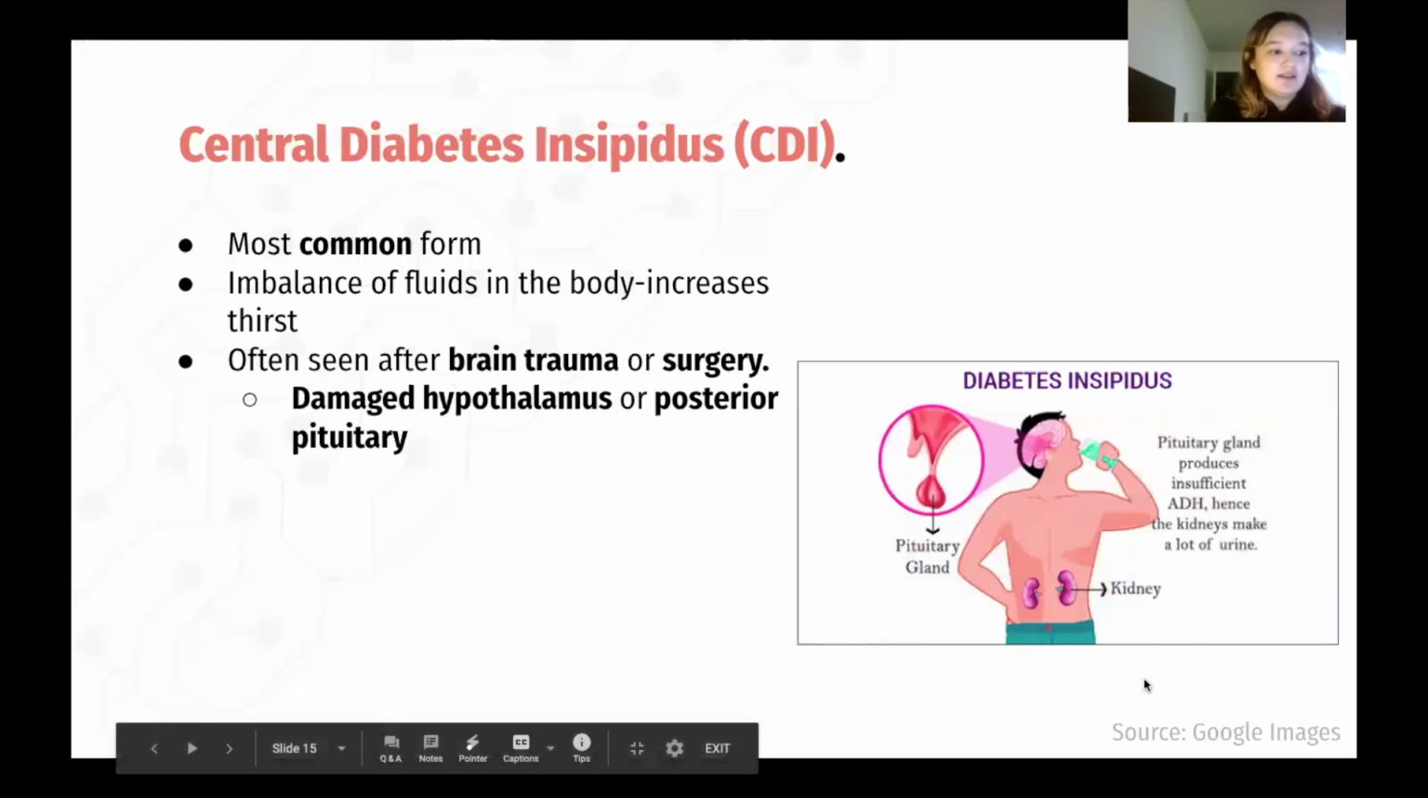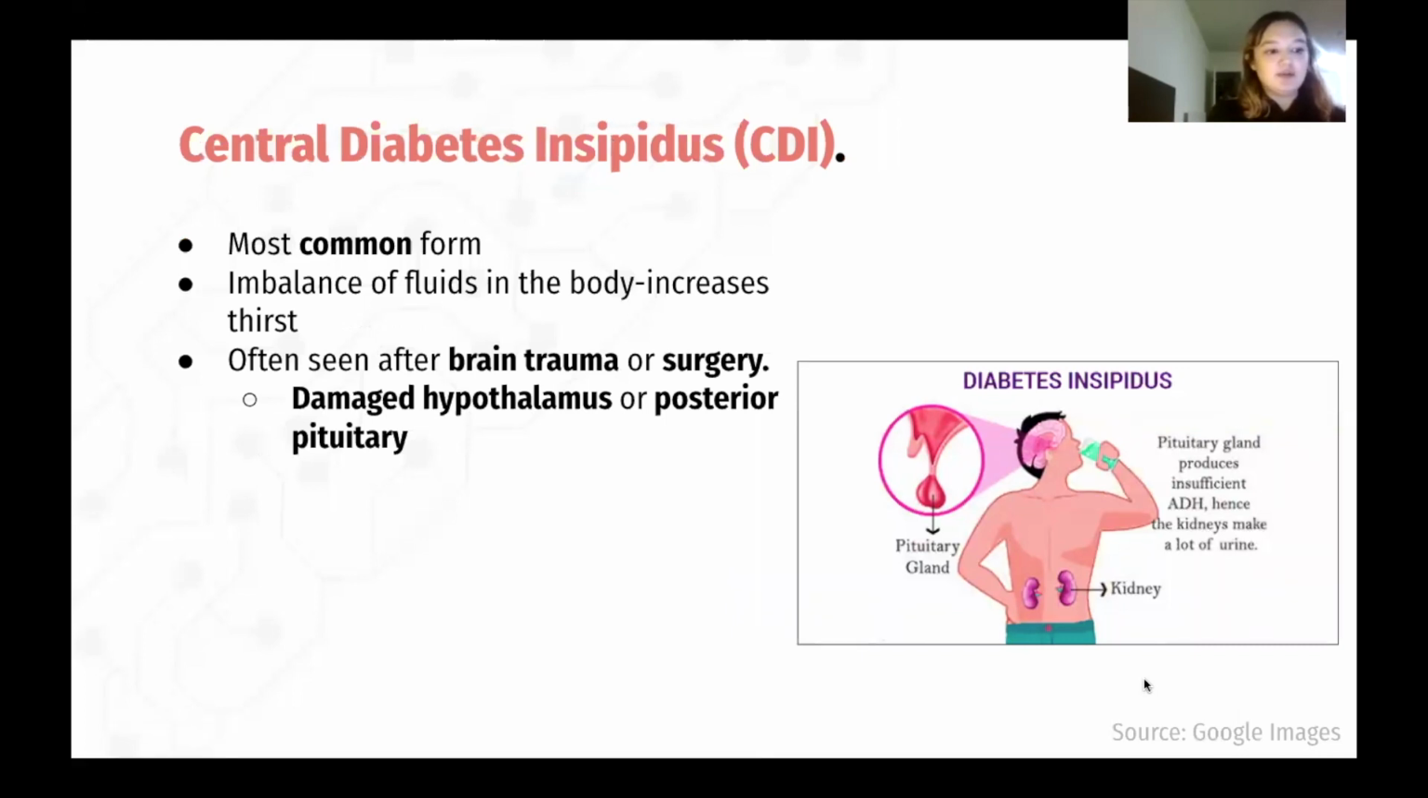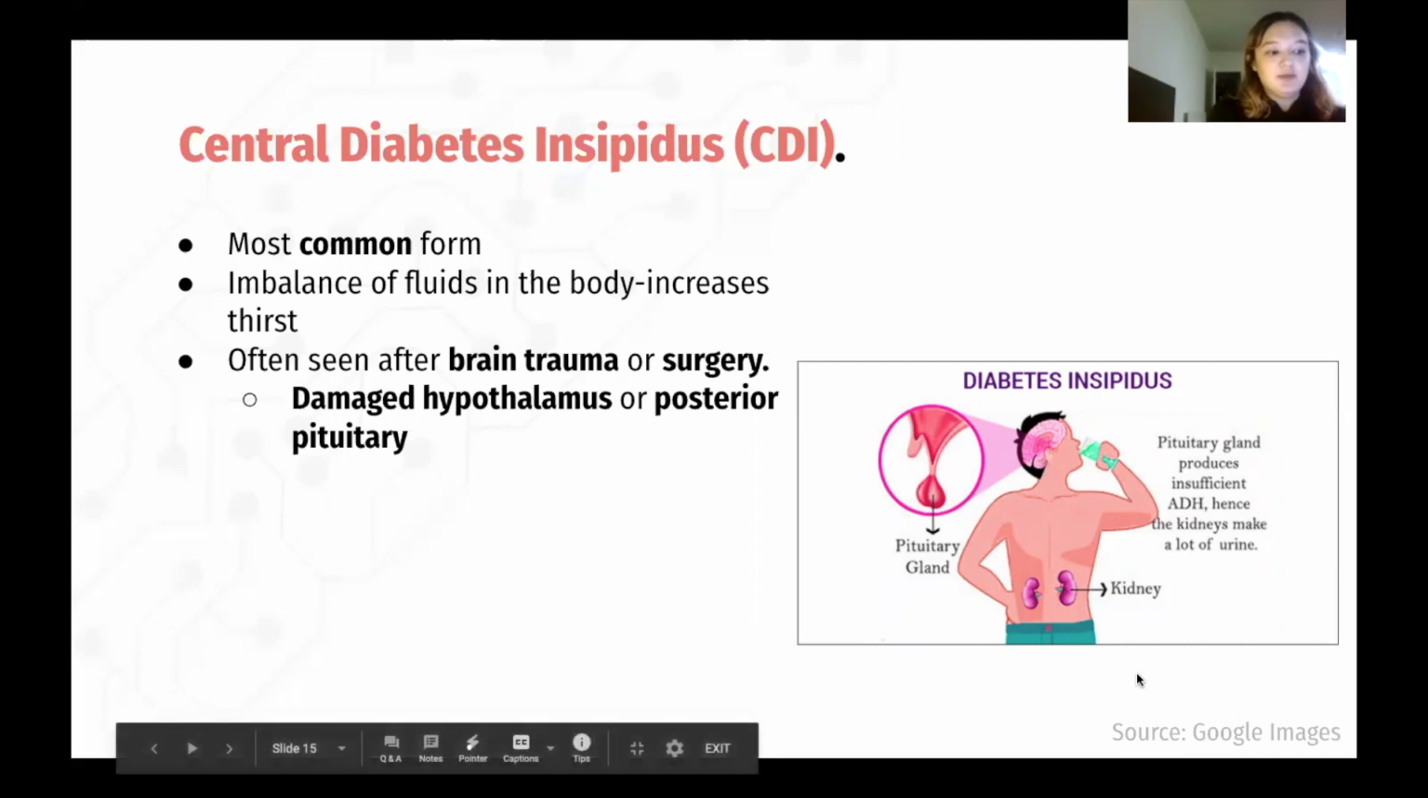And next is central diabetes insipidus, which is the most common form and often seen after brain trauma or surgeries that damage either the hypothalamus or posterior pituitary.